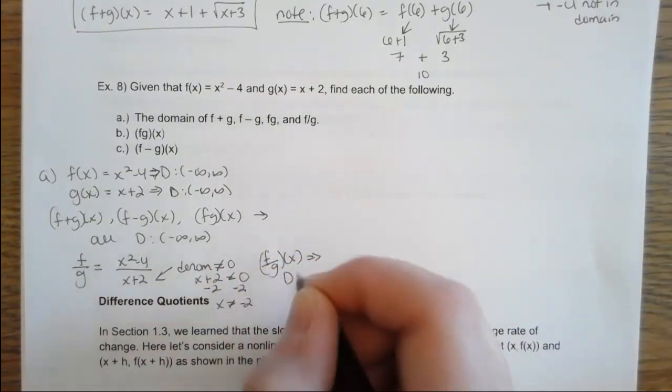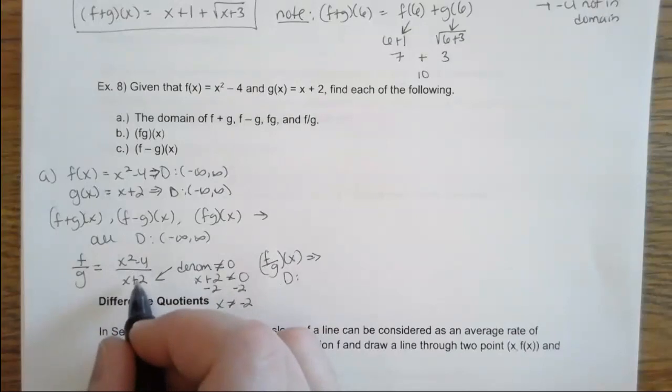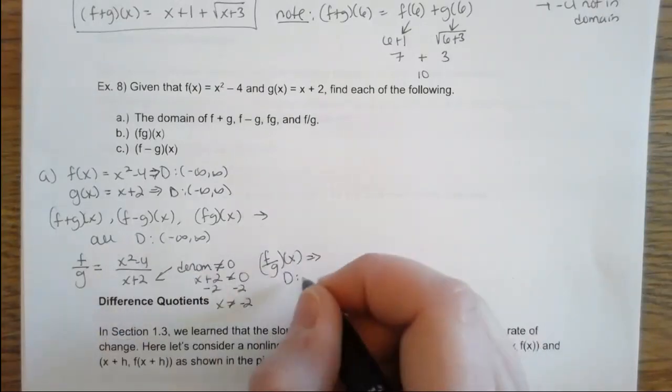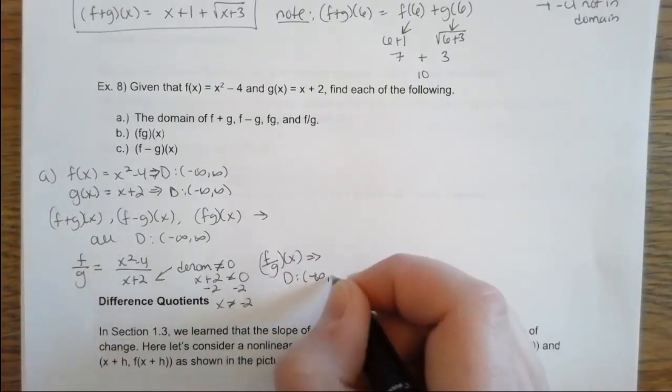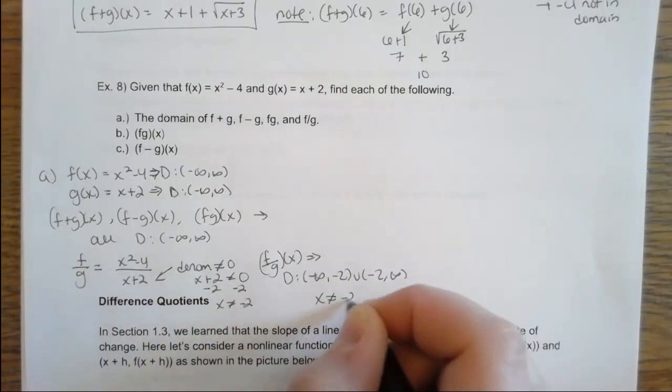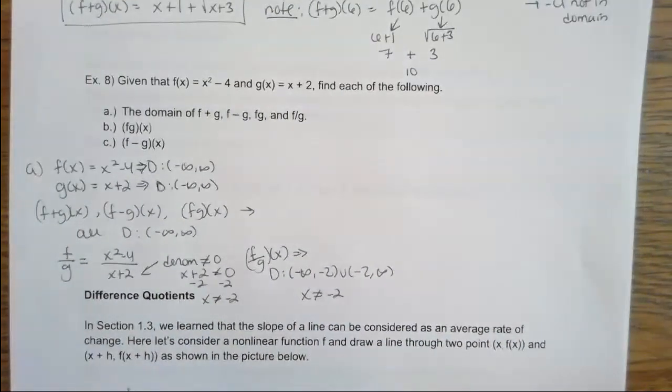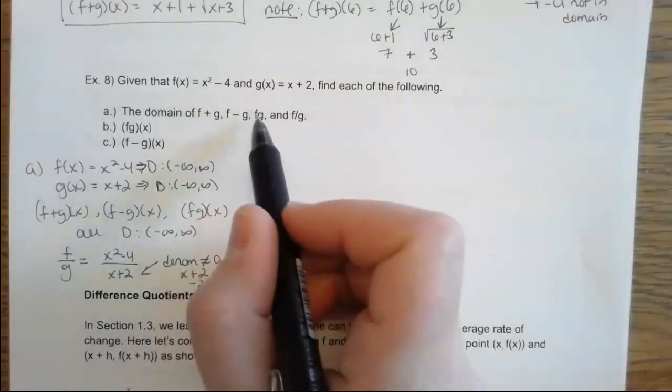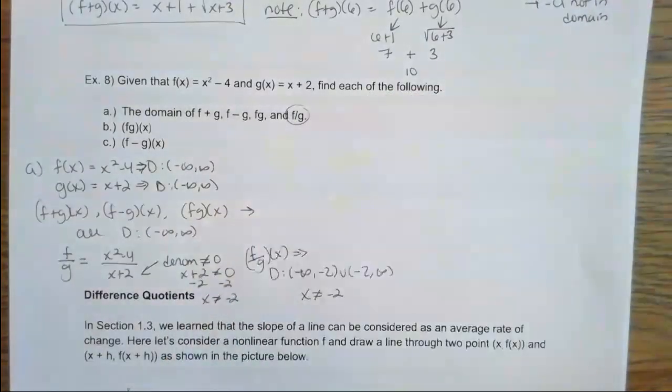So the division one, that one domain is different. Everything else is fine, but when I divide, I create an extra problem. So I do need to make sure that I get rid of that negative 2. So x cannot be negative 2 here for the division one. So you are just combining them together, but again, watch out for this one because you could create extra issues like we did here.